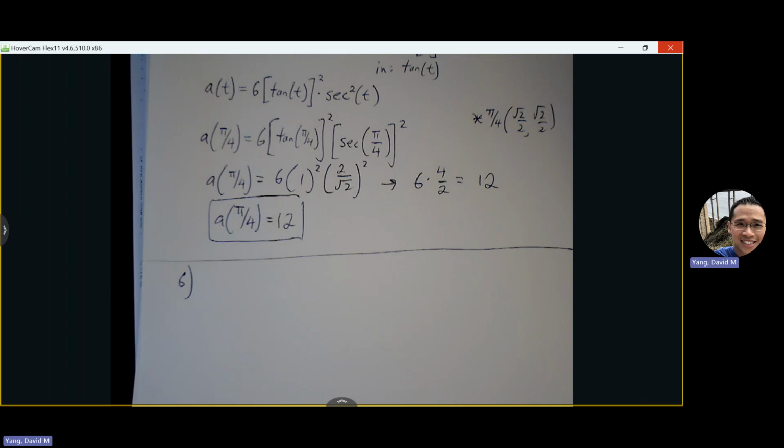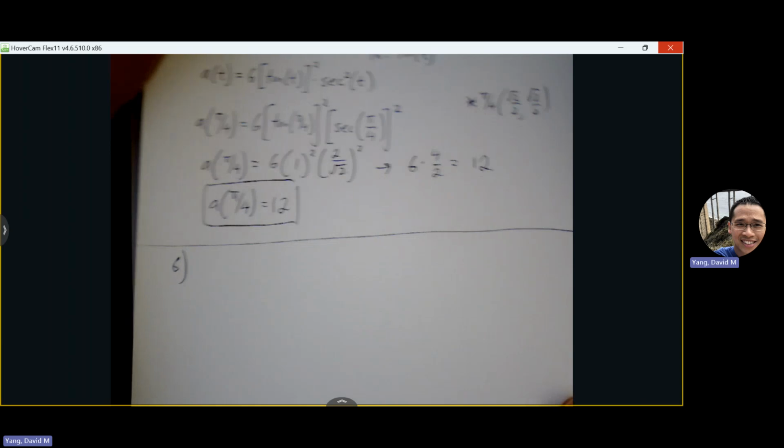Okay, number 6, find the tangent line equation. So plug in pi over 6 to get your ordered pair. Get the bracket to show up before you find the derivative. And then from there, you can find the slope.